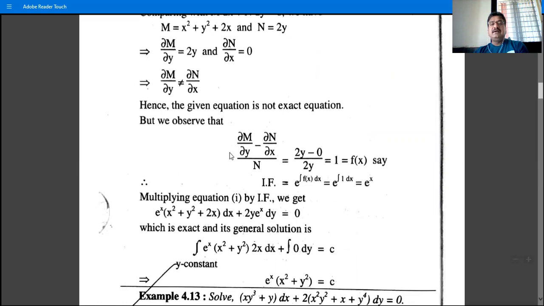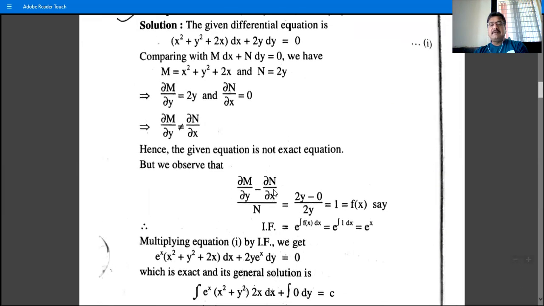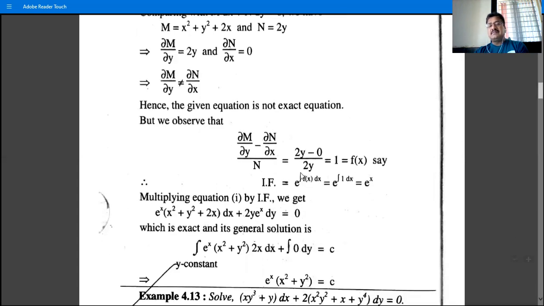But we observe that del M by del y minus del N by del x, divided by N. So what is del M by del y? It's 2y. Del N by del x is 0. Divided by 2y is 1. And it is a function of x alone, or a constant. And so the integrating factor is e raised to integration f(x) dx, that is e raised to integration 1 dx, that is e raised to x is the integrating factor.